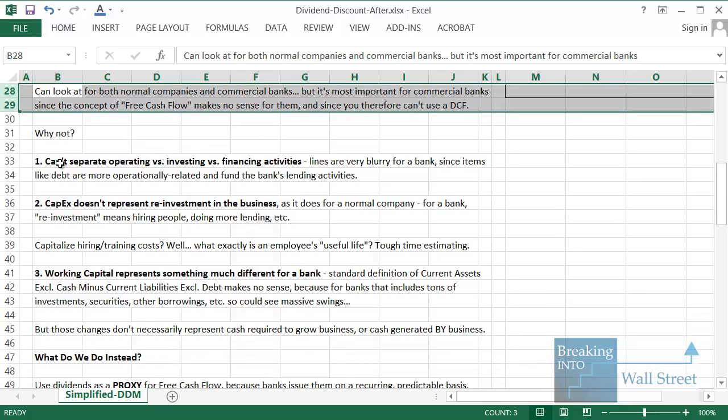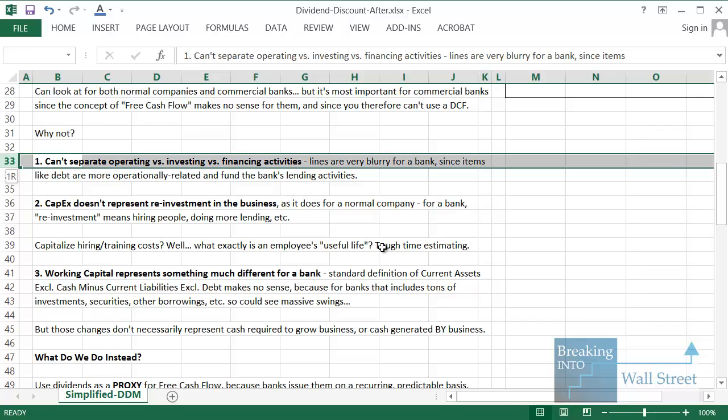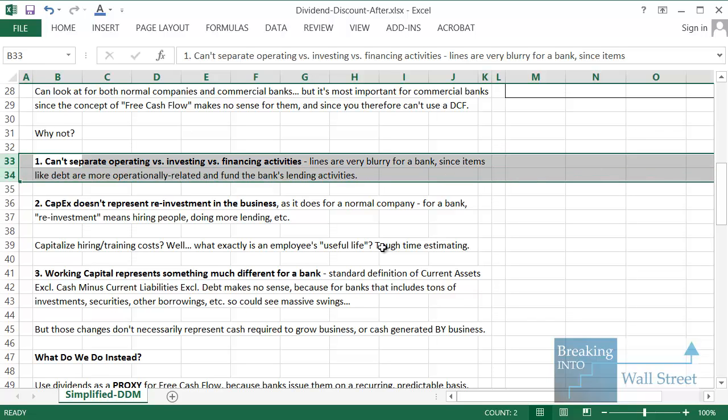So let's start with why the concept of free cash flow doesn't apply. The first problem is that it's very difficult to separate operating versus investing versus financing activities for a commercial bank. The reason is that with a normal company, if they raise debt or if they issue equity, for example, well, that's clearly not an operational or investing activity. That's just how they're funding their business. But for a bank, it's completely different because first off, they have to keep a required amount of capital on hand at all times. So it is sort of an operational activity to do one of those. And then second, they're going to turn around and use whatever they've issued to go issue new loans to new customers.